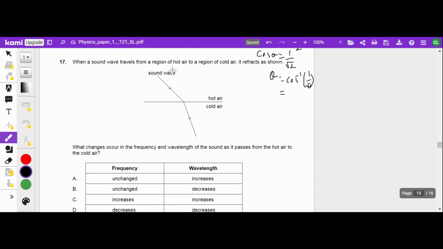When a sound wave travels from a region of hot air to a region of cold air, it refracts as shown. What changes occur in the frequency and wavelength of the sound as it passes from the hot air to the cold air?